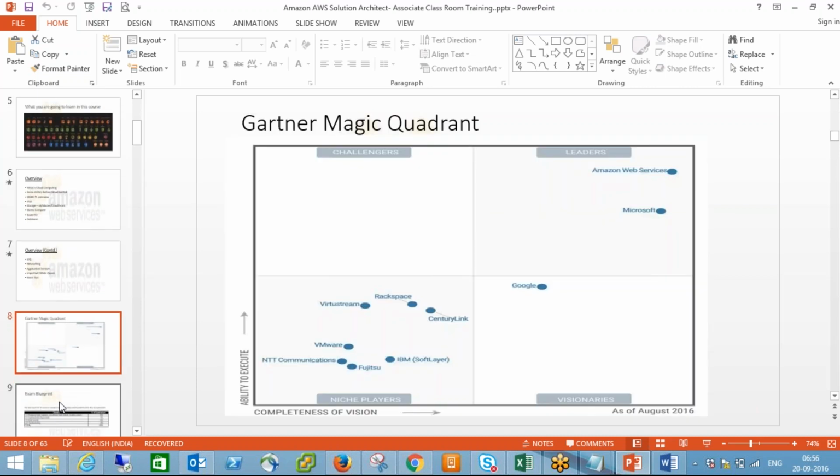Okay, this is the Gartner report for August 2016. Now if you look at it, AWS is clearly the leader above all, closely followed by Microsoft. So Gartner clearly tells that AWS is the leader in the cloud space if we talk about infrastructure as a service.